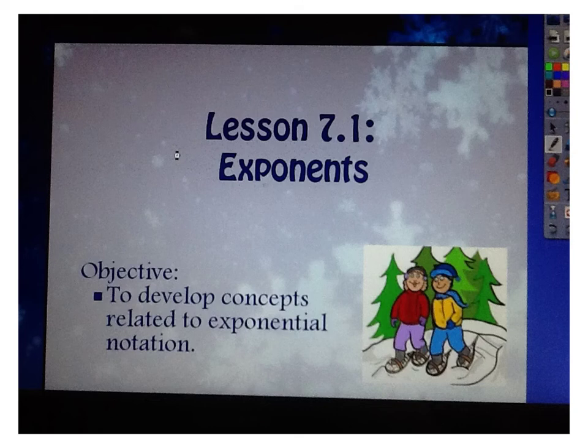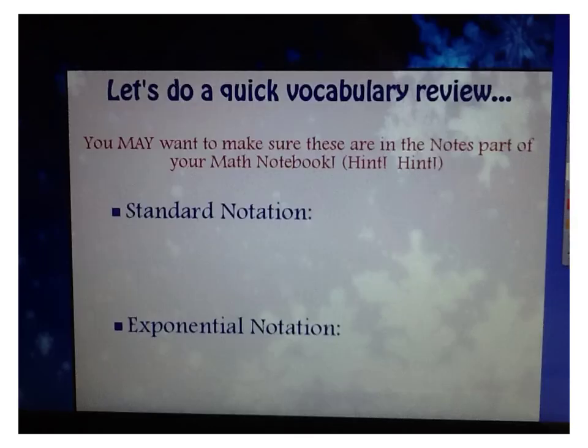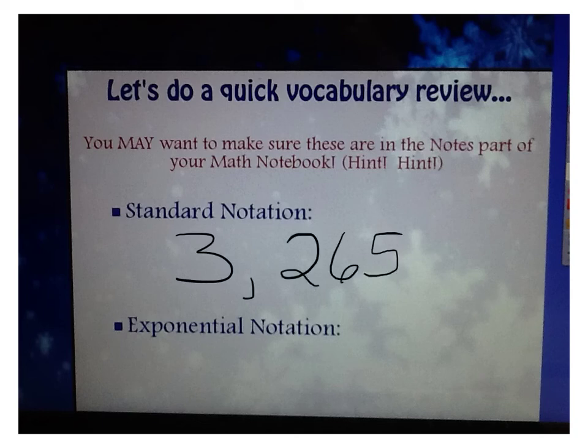Let's go ahead and get started on exponents. We're going to do a quick review about what standard notation is because we're going to be seeing a little bit about it as we talk about exponents and exponential notation. Standard notation is simply 3, or the number 265. It's the way that we often see numbers, just plain actual numbers.